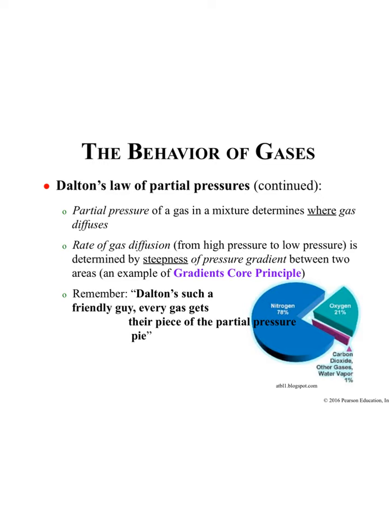So Dalton's law of partial pressure basically says that every gas exerts a partial pressure, and those partial pressures can be added up for the sum. So the little catch. Dalton's such a friendly guy. Every gas gets their piece of the partial pie. How fast each gas will actually diffuse depends on the pressure gradient. So the larger or steeper the pressure gradient, the faster the gas will diffuse. Of course, remember with diffusion, we're always going to move from high to low pressure.